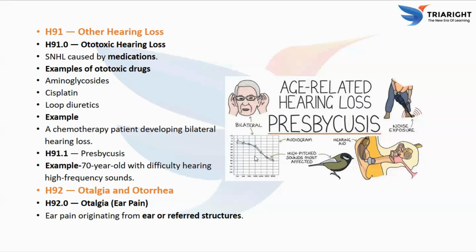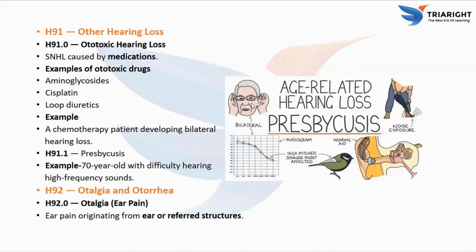This audiogram shows a high frequency drop and then cochlear hair cell degeneration takes place, and then noise exposure plus age, which both accelerate the SNHL, and then the hearing aid, which is used when hearing loss becomes functionally significant.